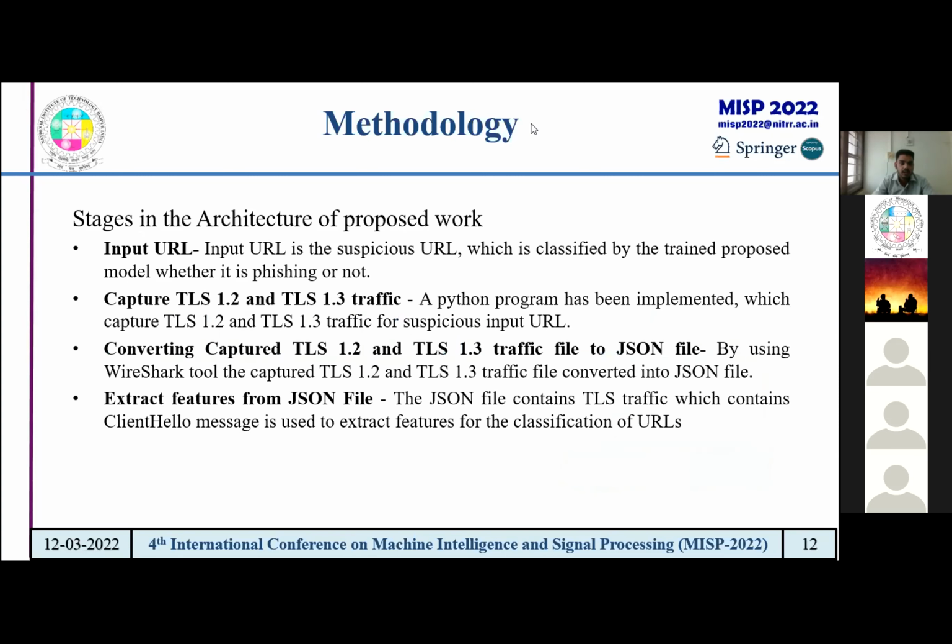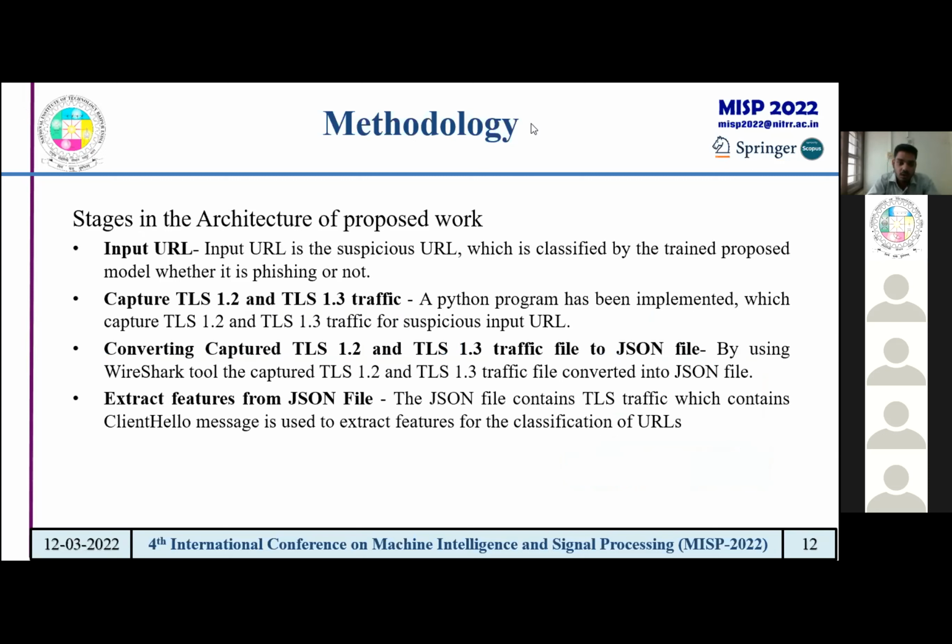So these are the steps. The input URL is a suspicious URL, which is classified by our trained proposed model. For capturing TLS 1.2 and TLS 1.3 traffic, we implemented a Python program and captured the traffic for this suspicious URL. Then we convert this TLS 1.2 and TLS 1.3 traffic into a JSON file. So what happened in TLS 1.